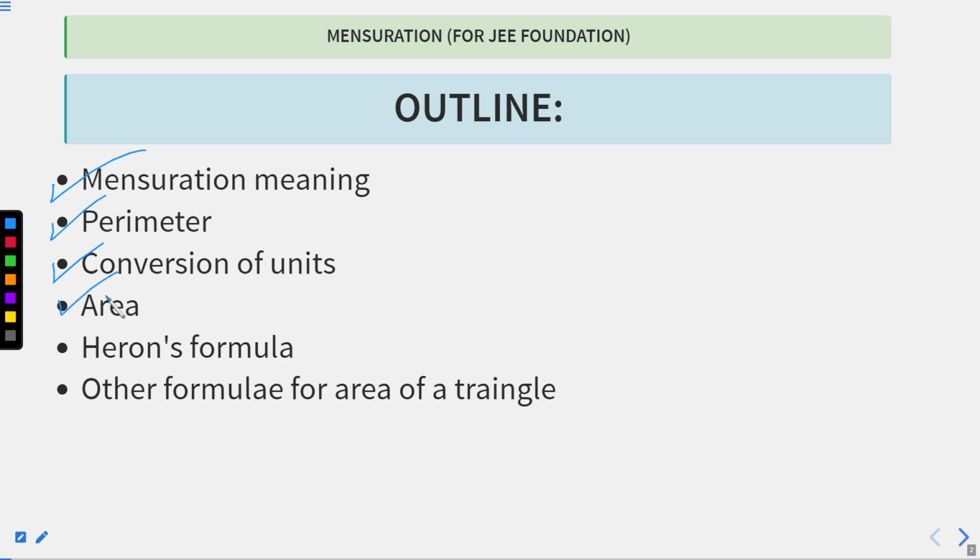And area, the Heron's formula for triangle area, and other formulas for the area of a triangle, such as for an equilateral triangle, or a right angle triangle, or an isosceles triangle. Okay, so let's move. What do we mean by mensuration?